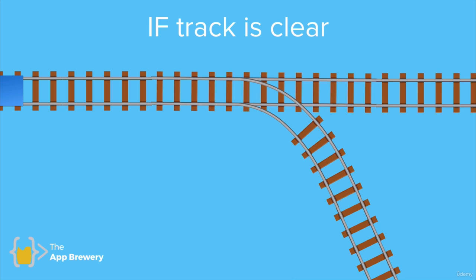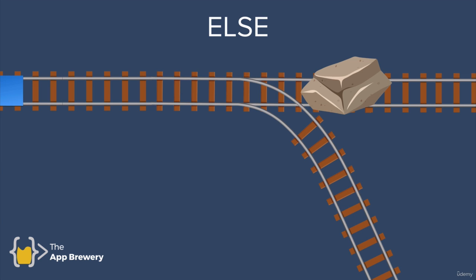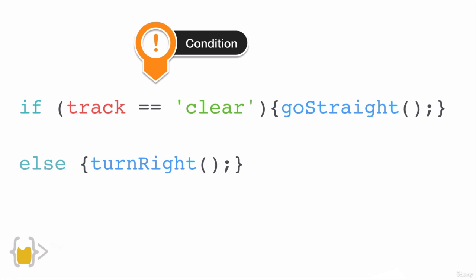In the last lesson, we saw that in addition to just using a simple if to trigger some statement when the conditions are met, we can also use if and else. So let's say that if the track is clear, then the train should go straight, but else, i.e. if the track is not clear, then it should turn right instead. In this case, this is what the code would look like.